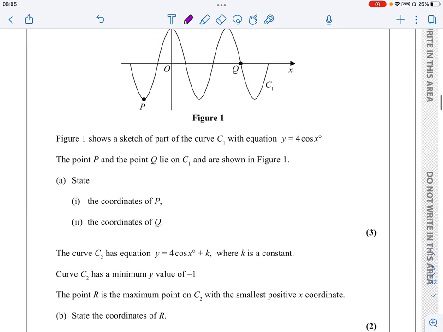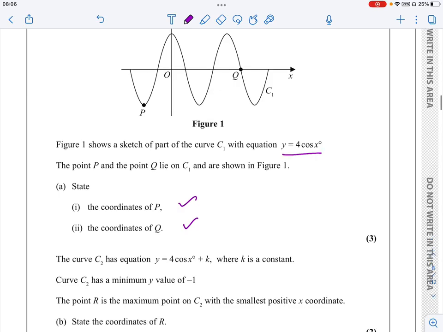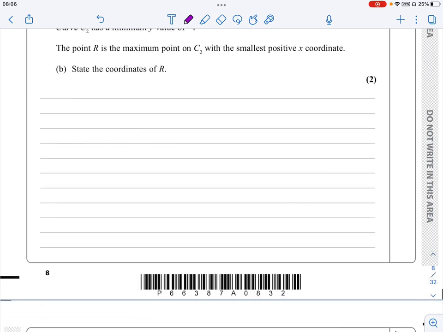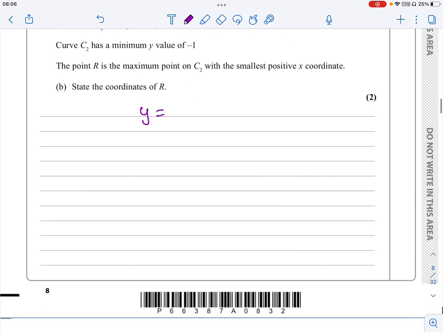Question number 4. This is the equation of the curve y equals 4 cos x. The point P and point Q lie on the curve C as shown. Find the coordinates of P and Q. So what has he given? He has given the equation of the curve, which is y equals 4 cos x.